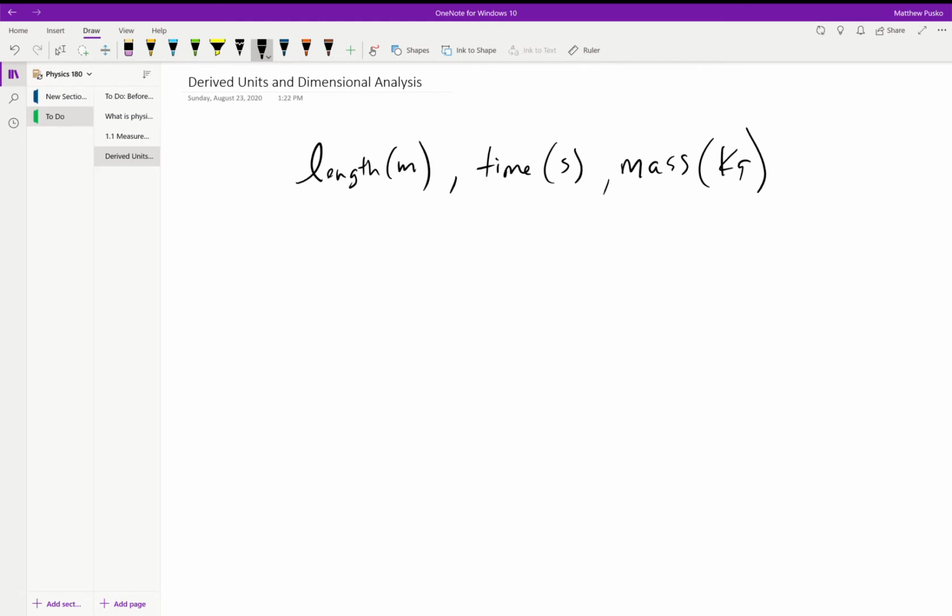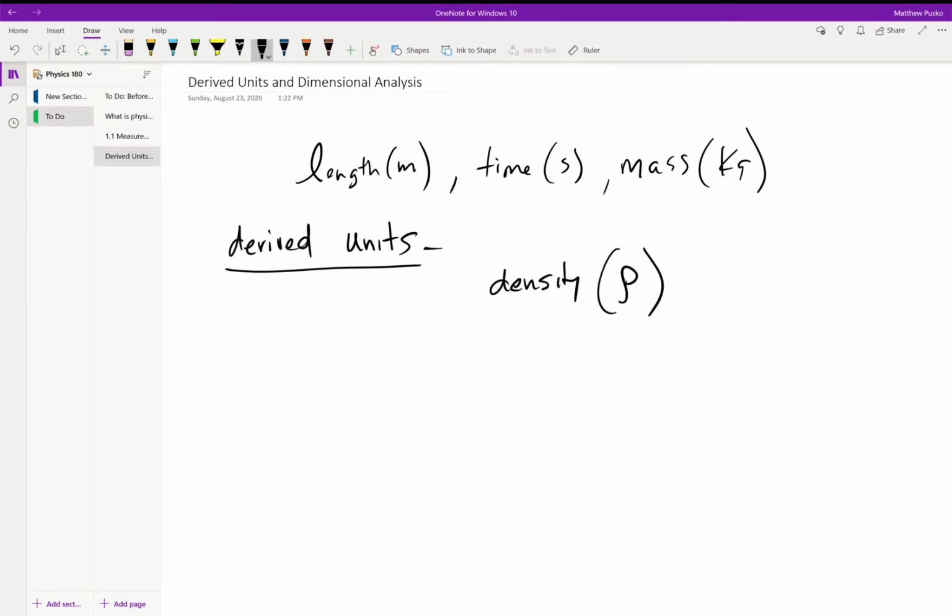I want to go over what's called derived units real quick, because we can get all of our other different units from these three that we're going to use in this class. A derived unit, you've seen these before, you just might not have seen the name. An example of this would be something like density. And we give that a rho usually. And density is equal to how much mass per unit volume.